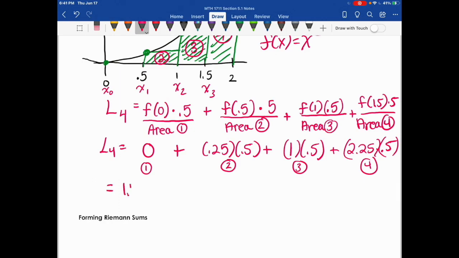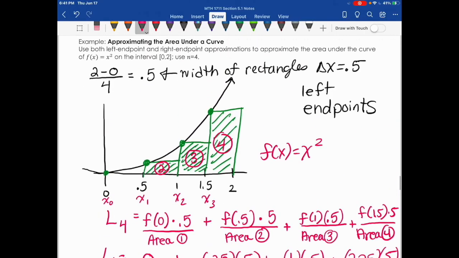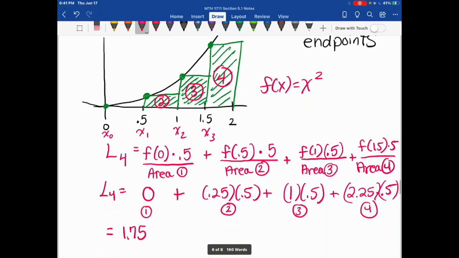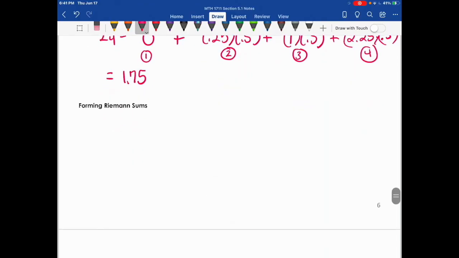And that will give me the area of rectangle 4. Now, when we add all of that up, we're going to get 1.75. So that tells us an approximate area under the curve using left endpoints.